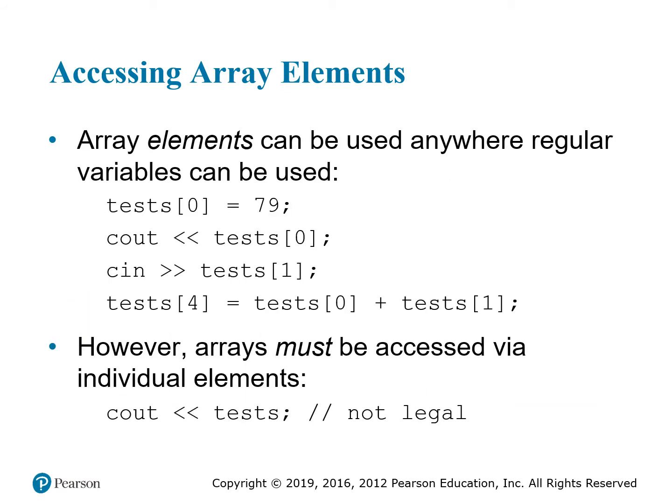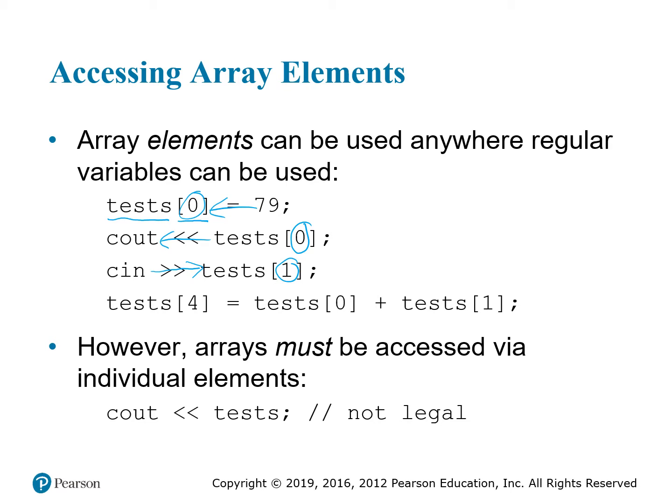Array elements can be used anywhere that regular variables can be used. You access an array element by the array name and then square brackets with the index number in it. So this is tests at index 0, the first position in tests, and we're assigning it the value 79. Here we're taking tests at index 0 and passing it to cout, so we're outputting that variable. With cin, we're reading into tests at index 1. Again, we're using tests at index 1 anywhere a regular variable could be used.